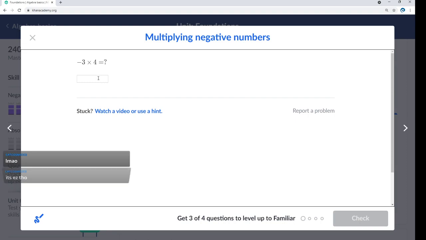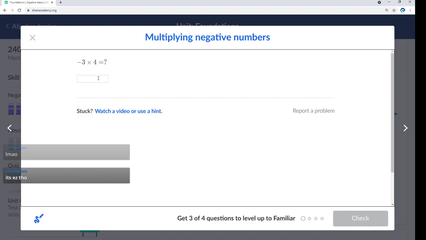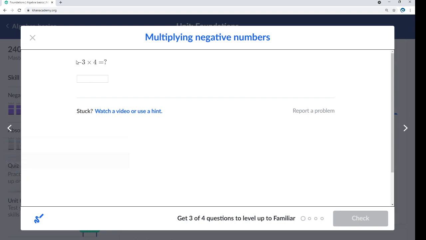Okay, so -3 times 4. So negative times a positive, I'm pretty sure is a negative. I think that's just a rule. I didn't make it up. Don't blame me, I'm just telling you how it is. So I think negative times a positive is negative.